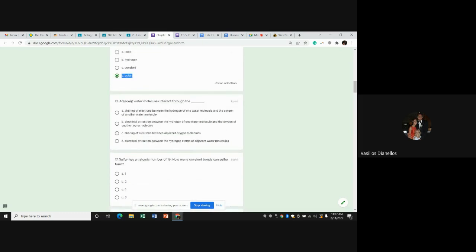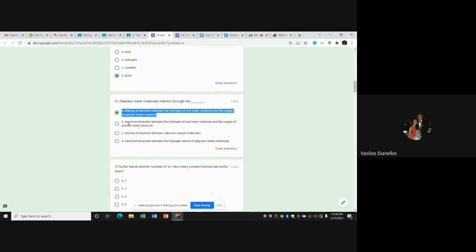All right. And here, this question is rewording the other question that you had a little bit earlier. Adjacent water molecules interact through what? And the way the other one was worded, the answer was hydrogen bonds. So basically, this is asking the same thing, except instead of using the word hydrogen bonds, it uses the description of hydrogen bonds. So it's not a sharing of electrons, because that would be a covalent bond.